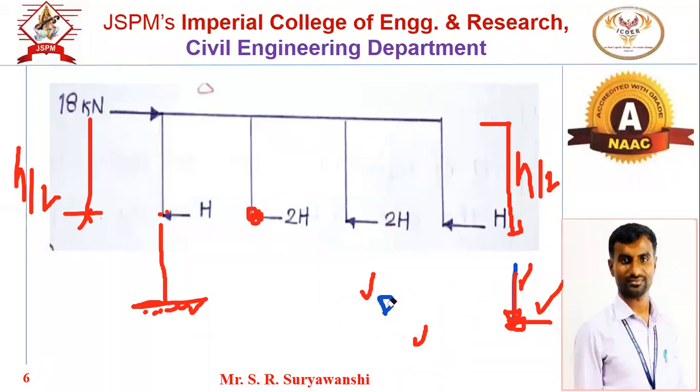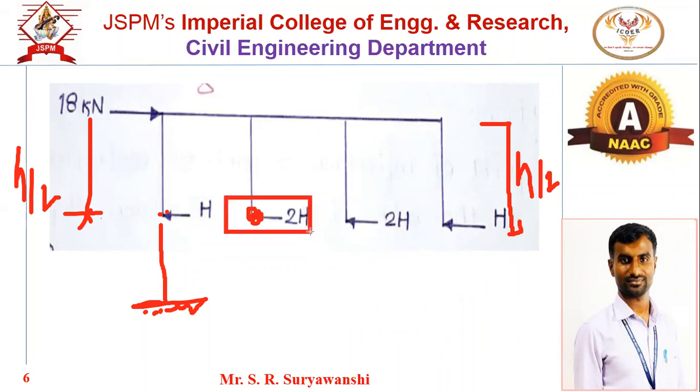Now here, what assumptions are we having? The horizontal shear, horizontal reaction in case of the interior columns is twice that of the exterior one. So this is the interior column, this is interior column, isn't it? The horizontal reaction for these two interior columns will be twice that of the exterior one.